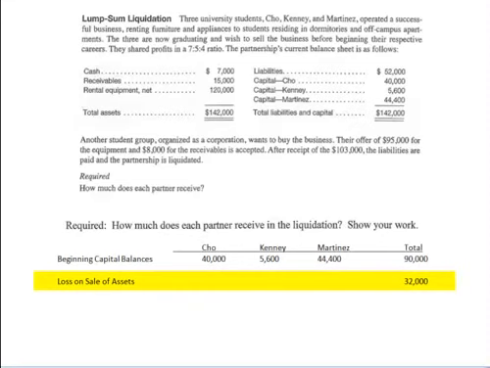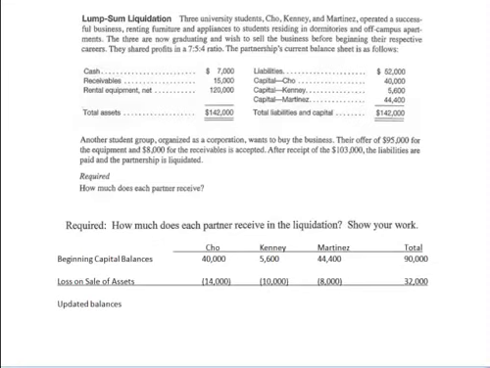So again, Cho is going to get 7/16 of the loss, Kenny 5/16, Martinez 4/16. So take each of those fractions multiplied by 32, show them as reductions to their capital accounts. Okay, so I've done that, and you can see the losses that have been allocated to each partner. Now I need to deduct those losses from their capital balances to get an updated balance for each person. Okay, and there's their updated balances.